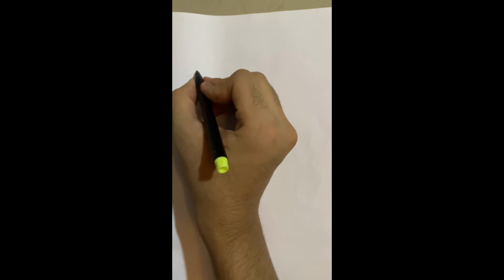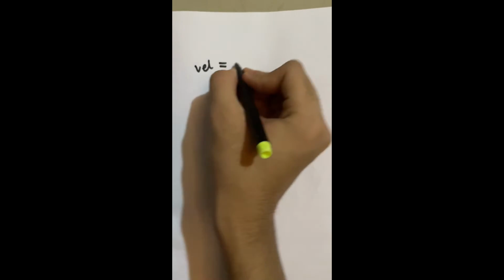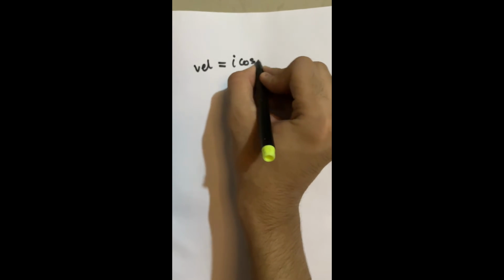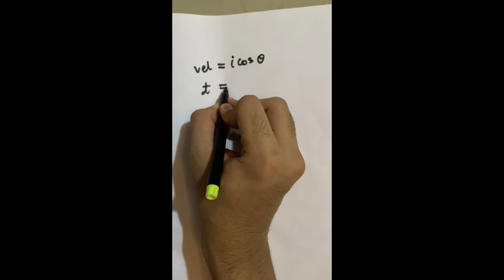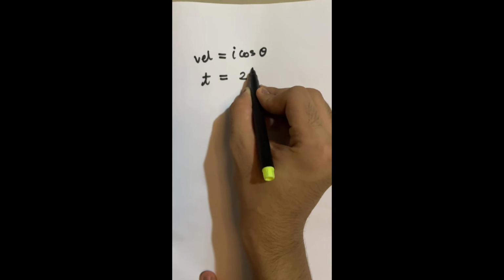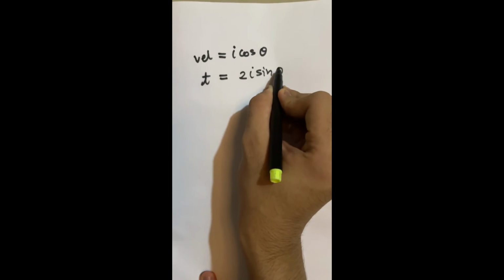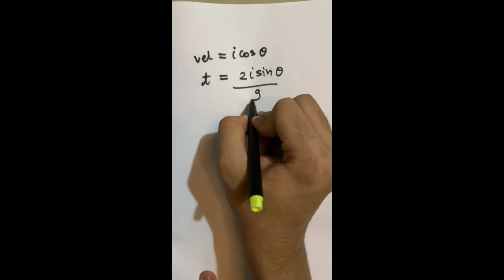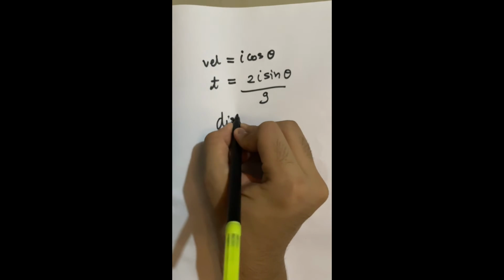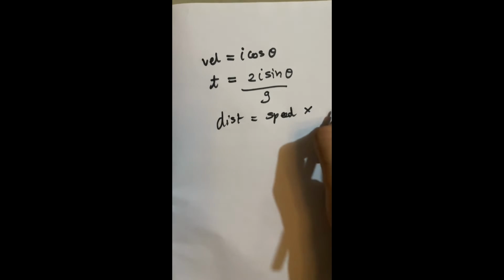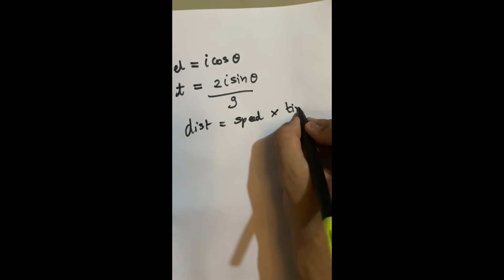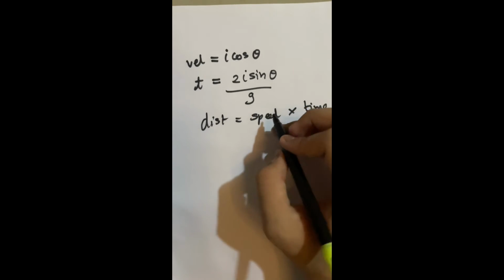Now, when we consider the horizontal aspects of the motion, the velocity is constant, which is I cosine of theta, and we know the time, which is equal to 2I sine theta upon g. Well, we know the formula. Distance is equal to speed into time. So we can just apply this over here.